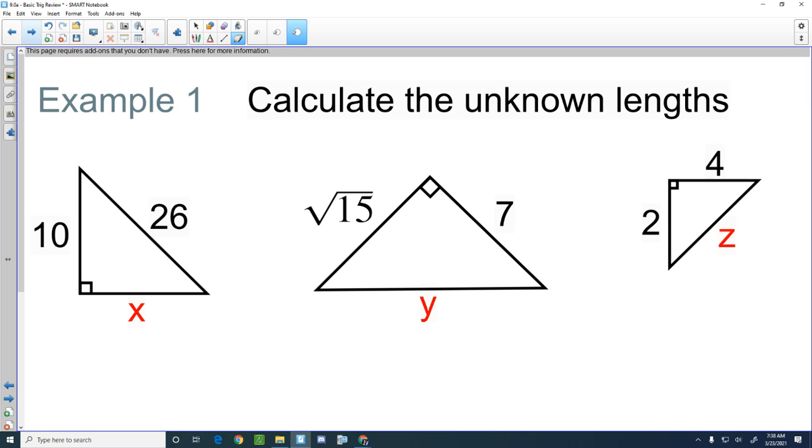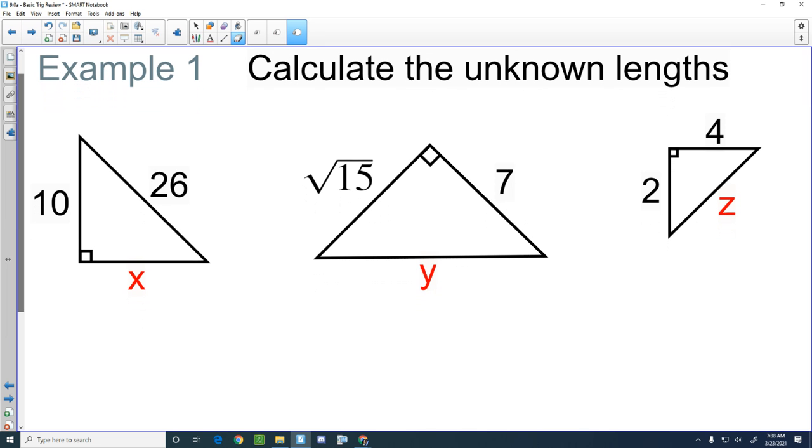All right. I want all of you to try using the Pythagorean theorem. I got 3 triangles for you, 3 unknown lengths, x, y, and z. If you'd like, I will set up the first one for you. And I want you to do the others on your own. You should be able to do all these on your own.